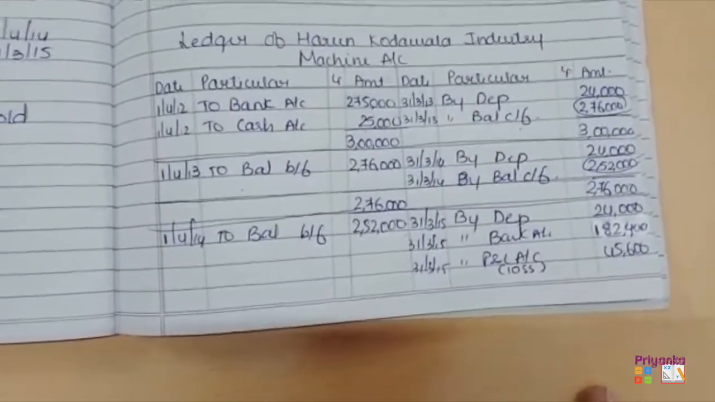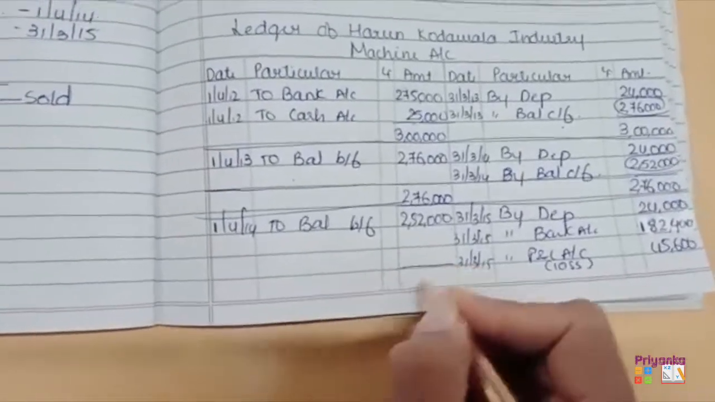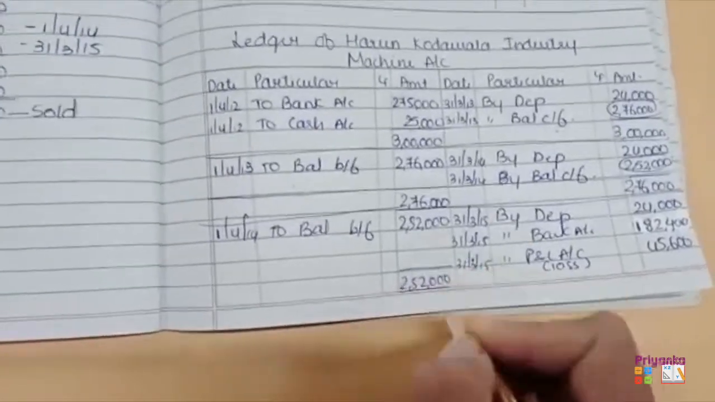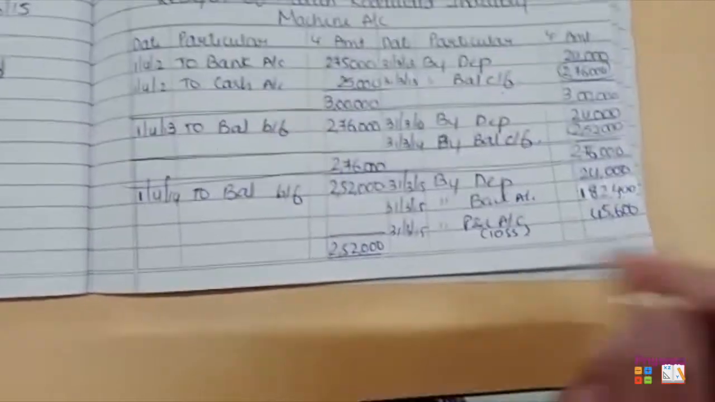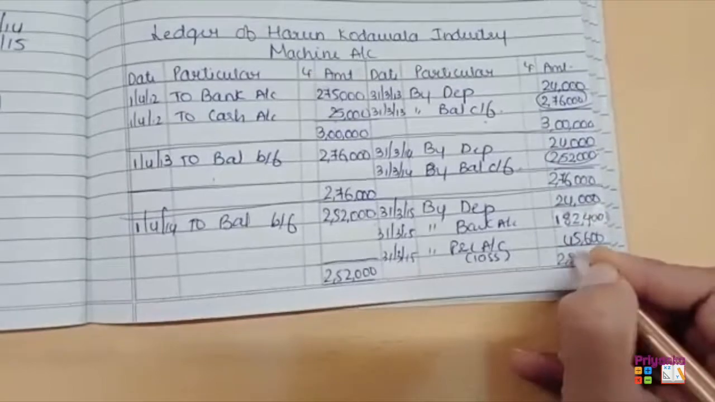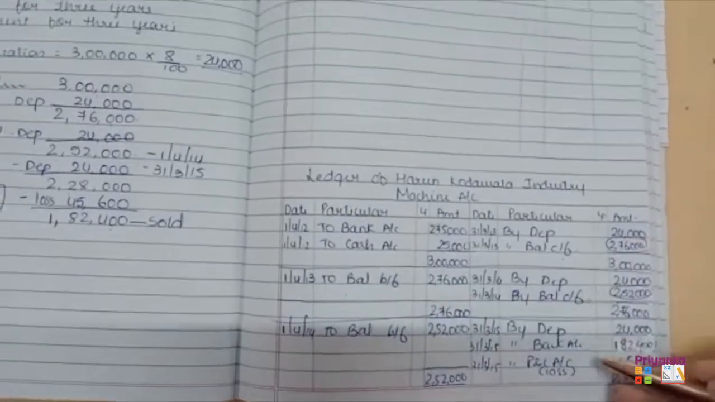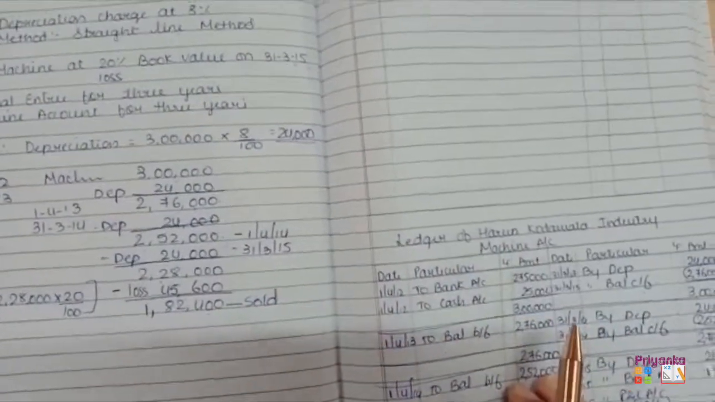Let's make a total of both the side. Here I found the total 2,52,000 on the debit side, and if you make the total of credit side you will find the same, that is 2,52,000. So with calculation I just hope you people understand here. After preparing machinery, now we'll prepare journal entry, which will be very easy now, as we have already finished with the calculation and the entries.